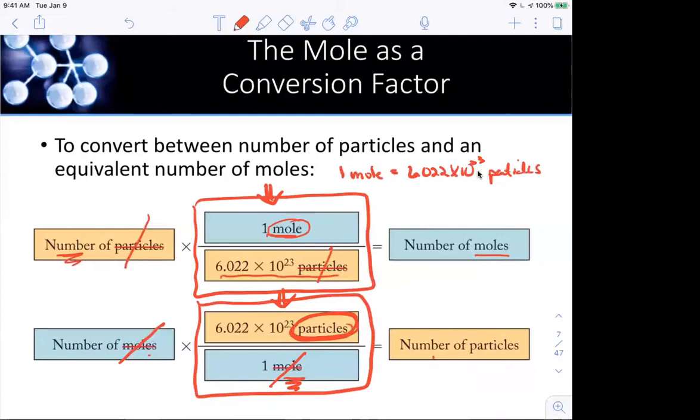Then when I cancel units, I'm left with what I want. And if it's not the right quantity, I did something wrong. So you can use this conversion factor method, this dimensional analysis, as a way to determine whether or not your problem is set up correctly.